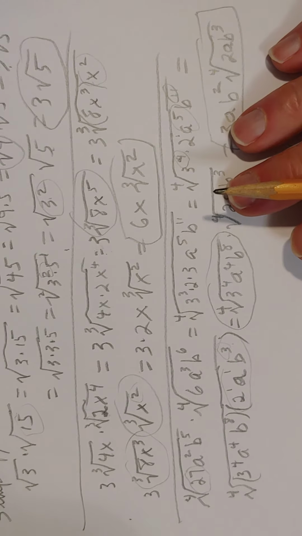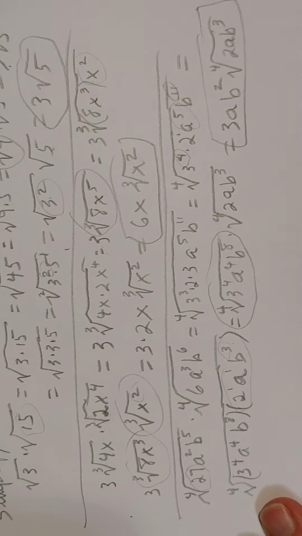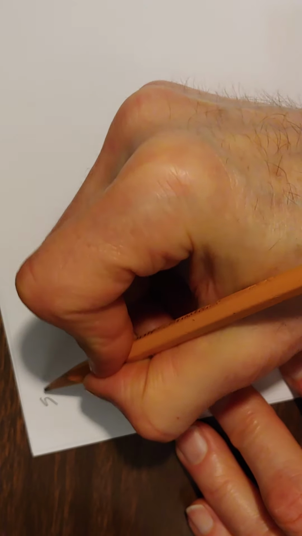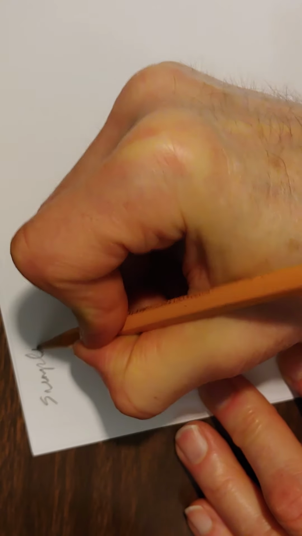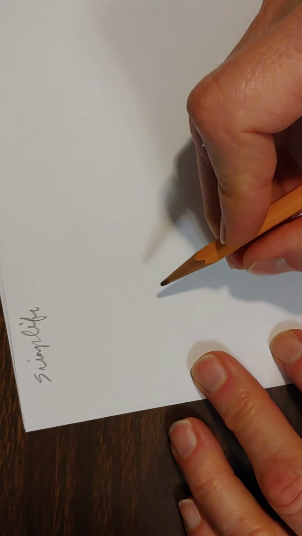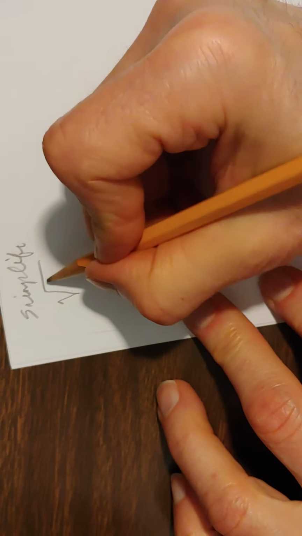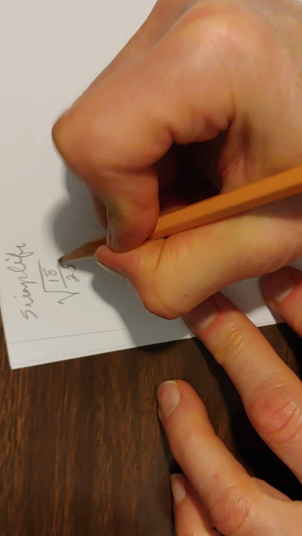Okay, let's try a problem. Again, I'm going to steal this one from the book. This is on page 639. It says simplify. This first problem I'm going to look at: the square root of 18 over 25.